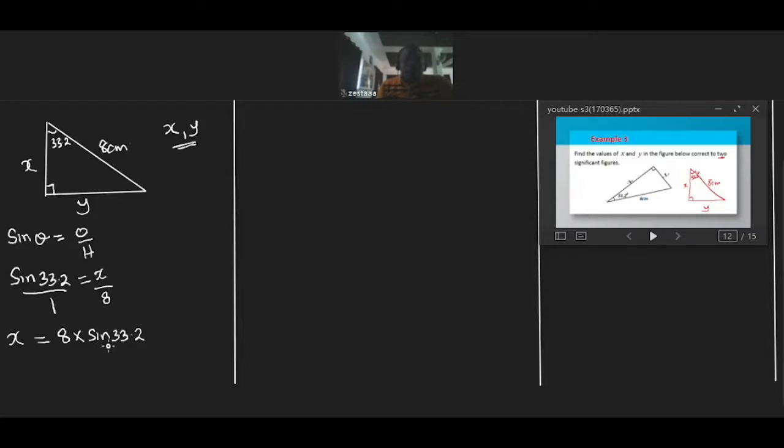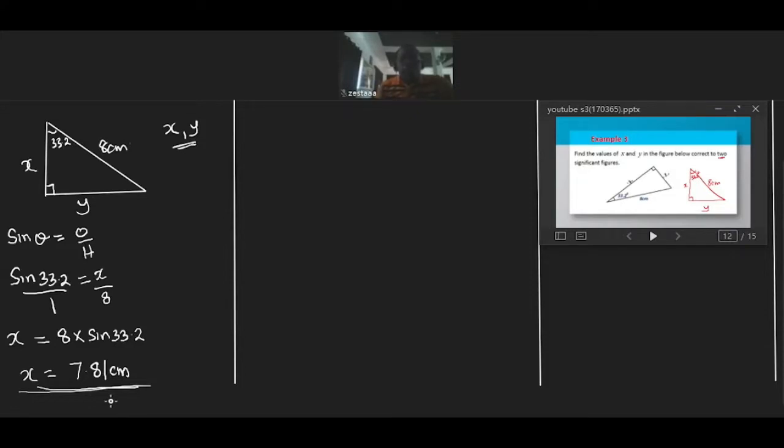That's how you'll get your x. Go to your calculator and put in sine 33.2. It will give you 0.9. Then multiply your answer by 8, and you'll come up with 7.81. This will be your x, and these are centimeters. Please don't forget the units. Put your units to ensure that your work is well organized.